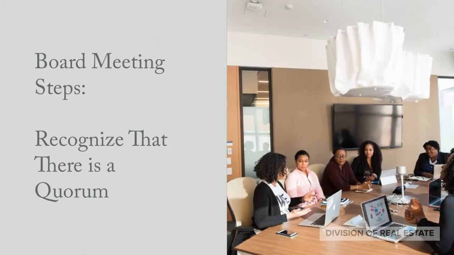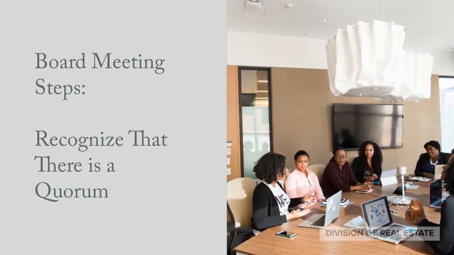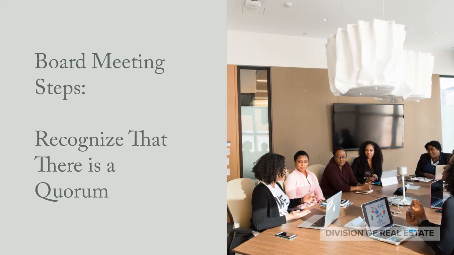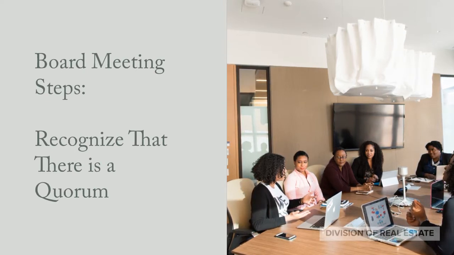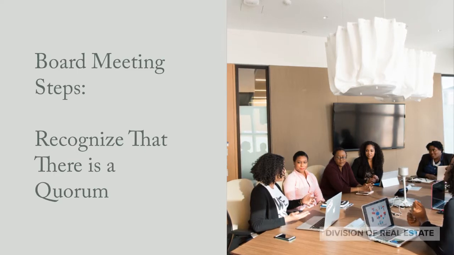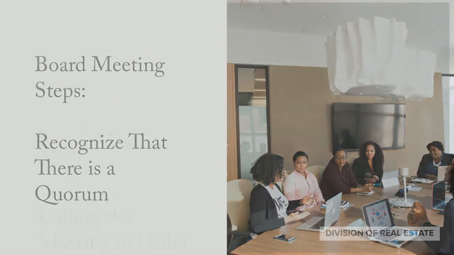The first step is recognizing that there is a quorum. The first order of business should be for the board chair to determine if a quorum is present. The quorum is defined in the association's bylaws. If the quorum is not specifically defined, a simple majority of all the board members is the standard.